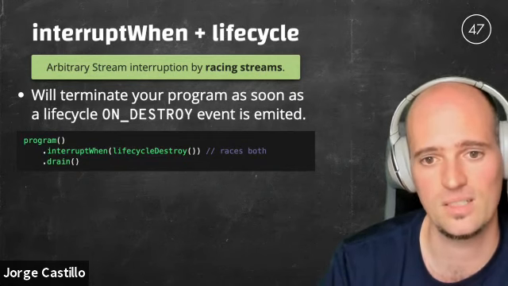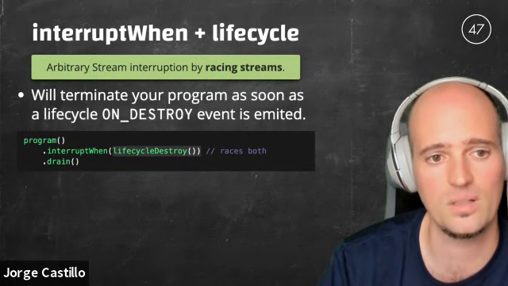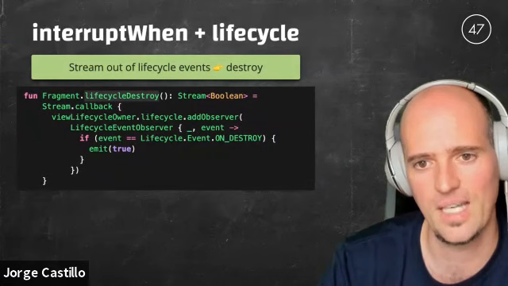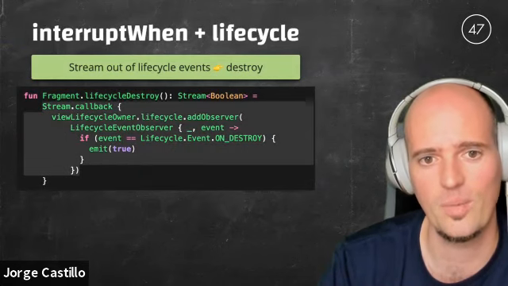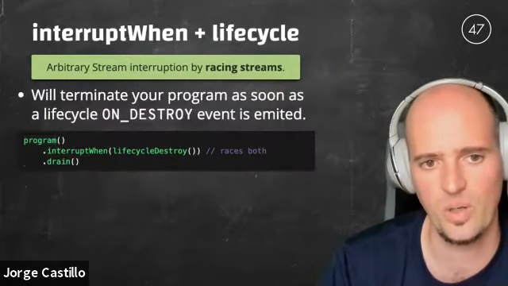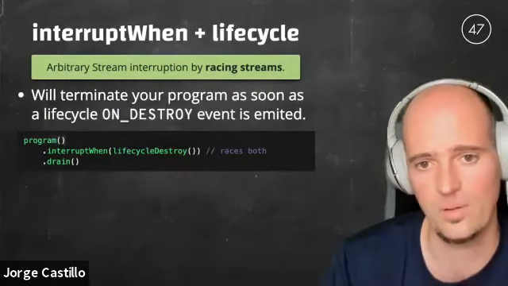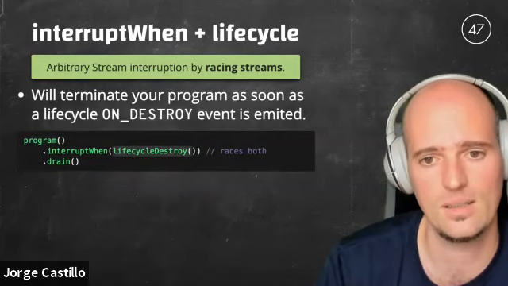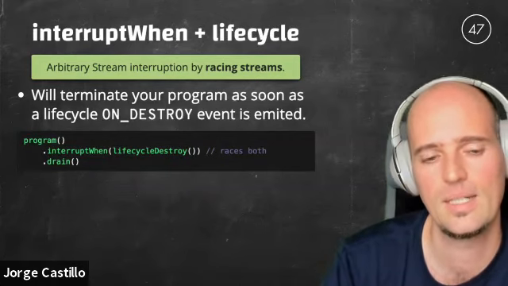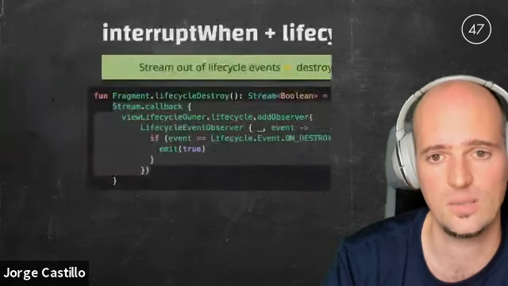There are ways for terminating or interrupting a stream given another stream. So as soon as this one emits, the big one is going to get interrupted. So you can imagine that we could wrap a lifecycle event using a stream callback or a stream cancelable, as we saw before. And then you can race your program with that other stream, and as soon as this one emits, the other one is going to get canceled. For example, if you want to scope your streams to the lifecycle, this is a way you can do that.